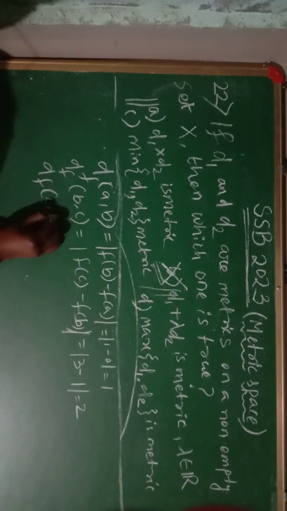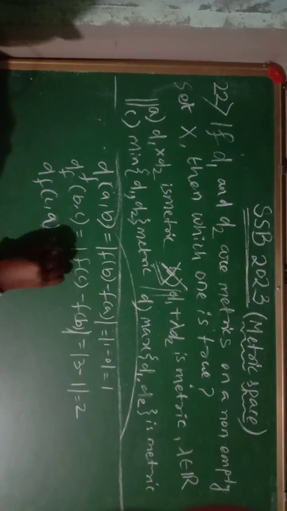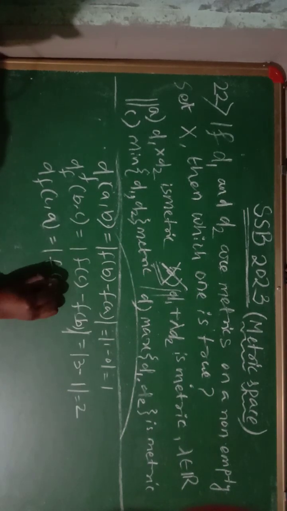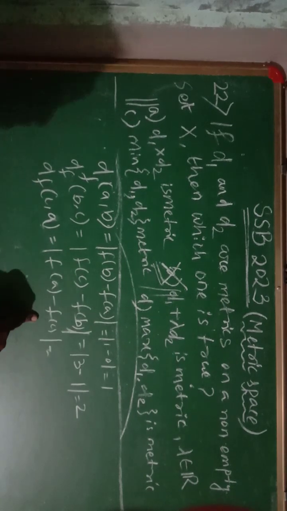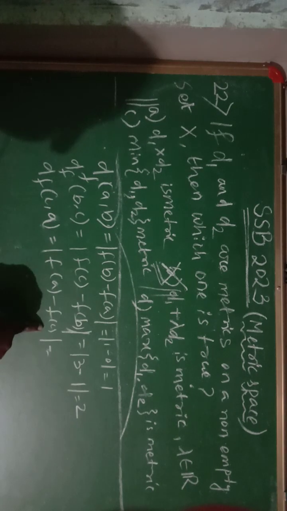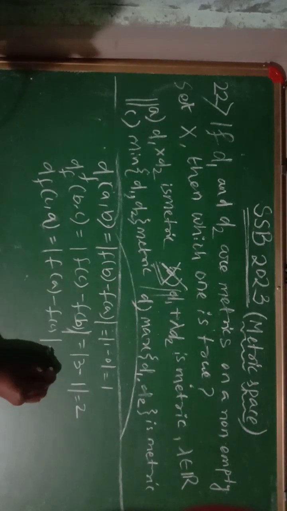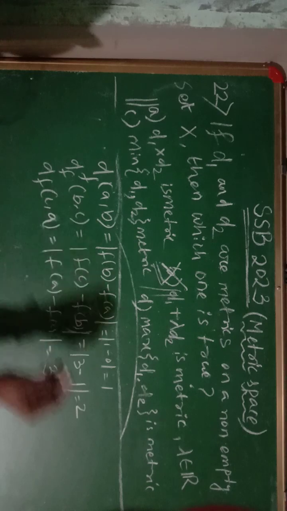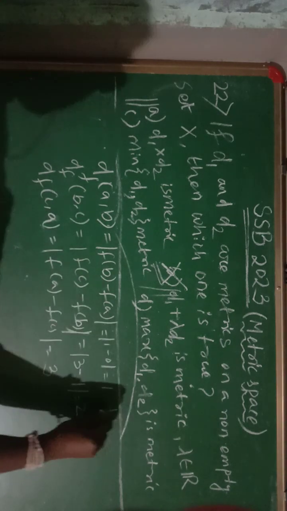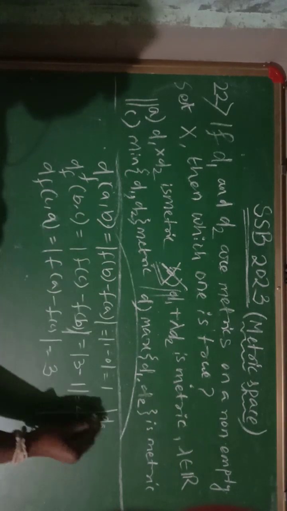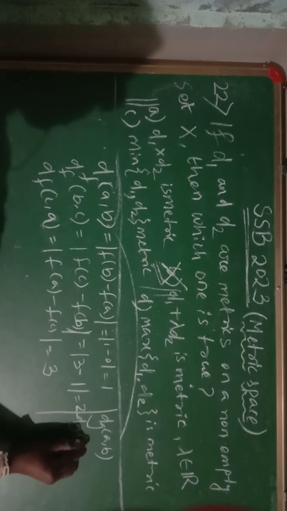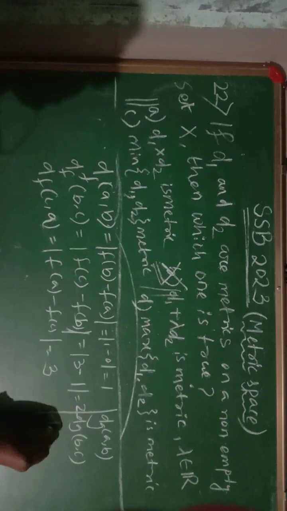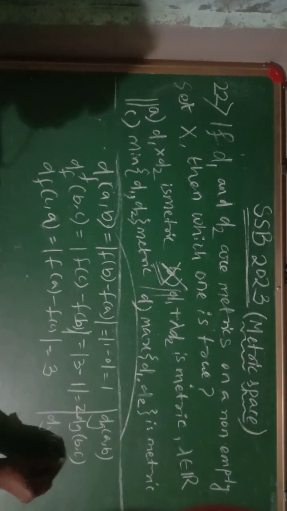DF of C comma A is equal to modulus of F of A minus F of C. The value of F of A is 0 and F of C is 3. So 3 minus 0 is 3. Similarly, you can verify what DG of A comma B is, what DG of B comma C is, and what DG of C comma A is.